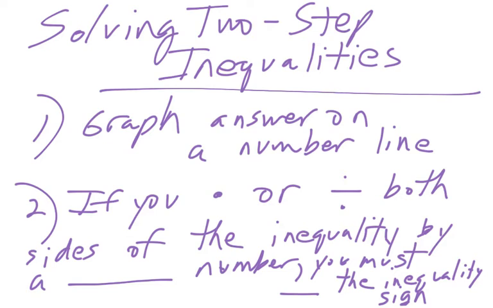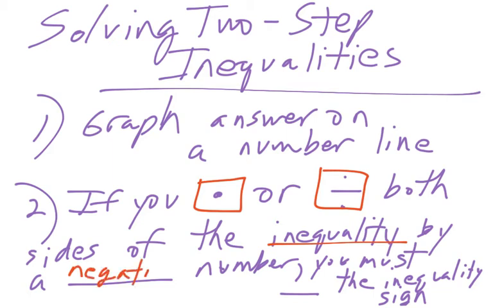And the second thing you have to remember is that if you multiply or divide both sides of the inequality by a negative number, so it's only a negative number, you must flip your inequality sign when you're solving it. The reason you have to flip your inequality sign is because you're actually changing the meaning of the inequality when you do that. That is shown in the video solving one-step inequalities using multiplication and division. Also, if you're having trouble solving these two-step inequalities, take a look at the other video, solving two-step equations.